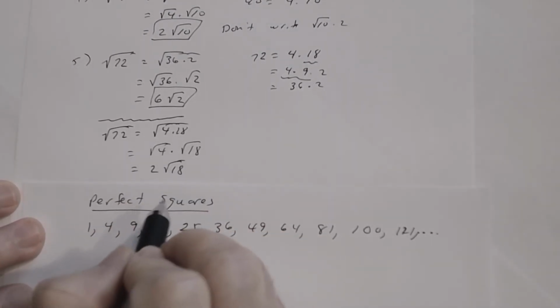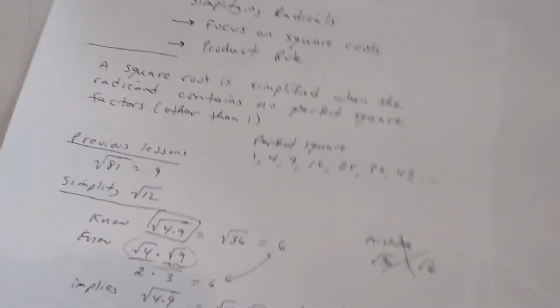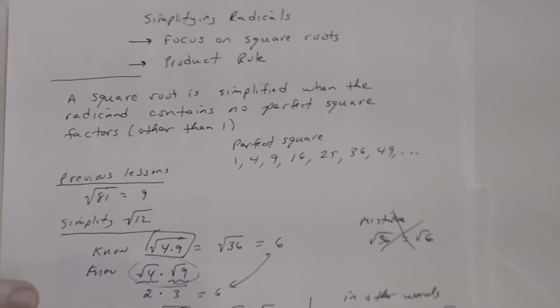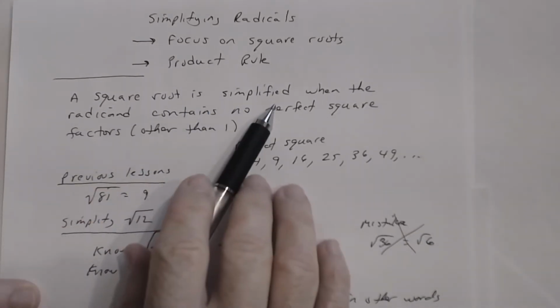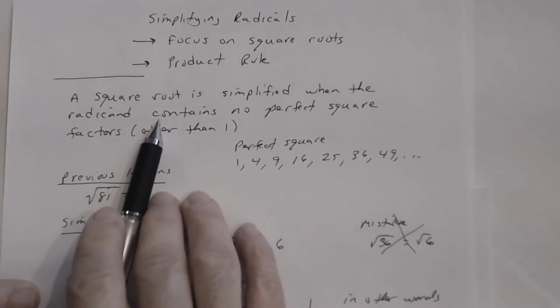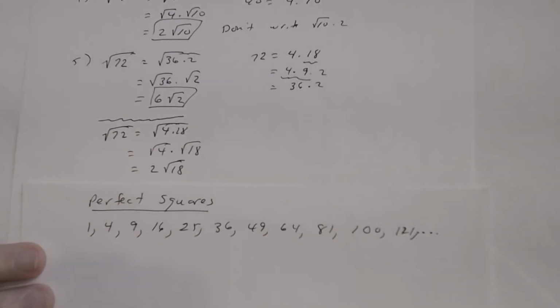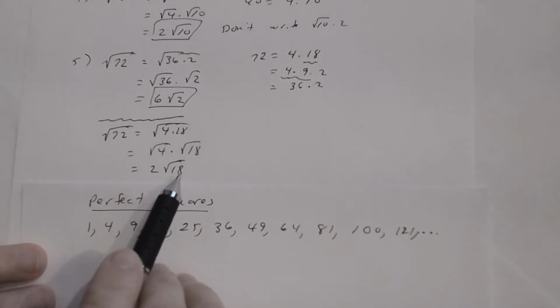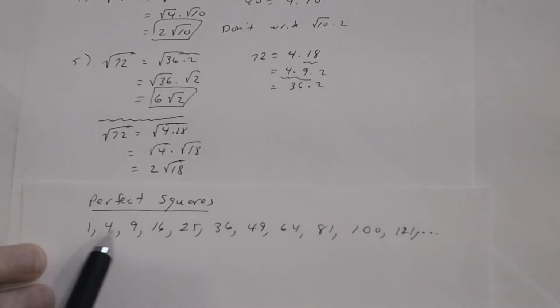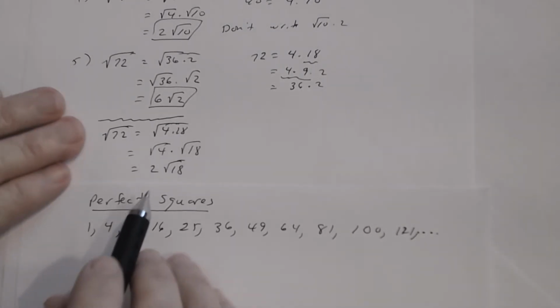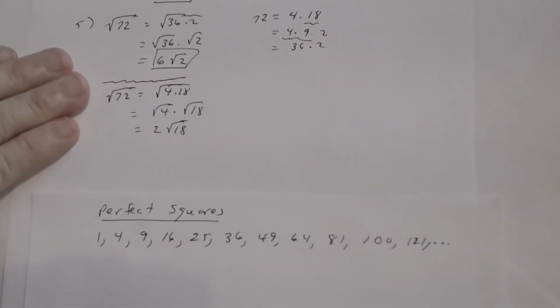But remember our statement at the beginning, a square root is simplified when the radicand contains no perfect square factors other than 1. So when I go back over here and I ask myself, are there any other perfect squares listed that will go into 18 evenly besides 1? And the answer is yes. What? 9. So then you have to go further. You have to go further.